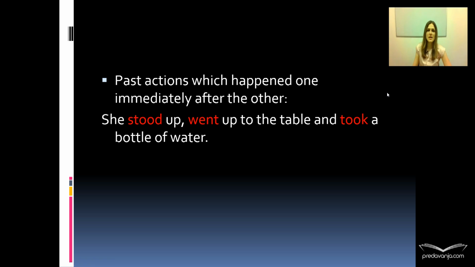Also, for past actions that happened immediately one after the other, she stood up, went up to the table, took a bottle of water. So, like, they are very short and they happened just one after the other.